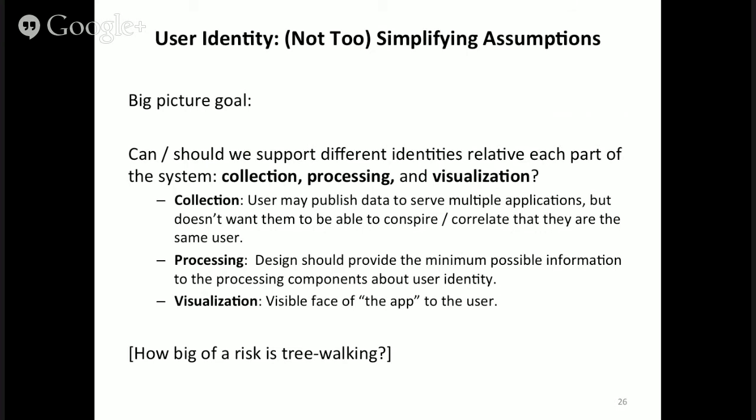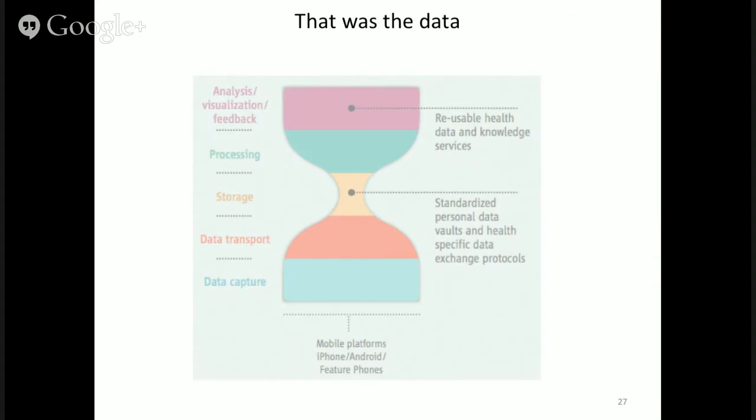A question that all this makes me think about is, how much of a risk is walking around these trees and looking at what's stored in them to figure out what a given user is doing or what kind of keys are available, or maybe even what data is available? Okay, so that was the data.